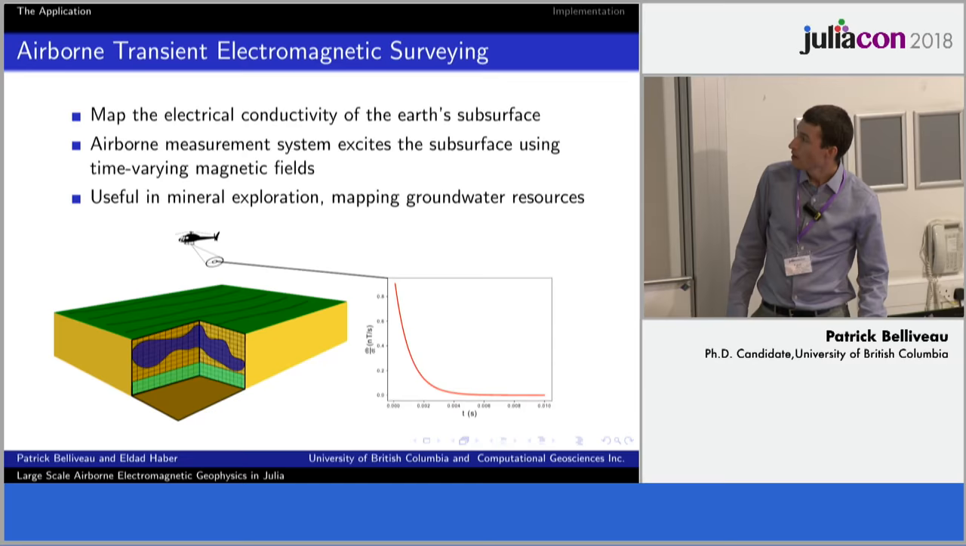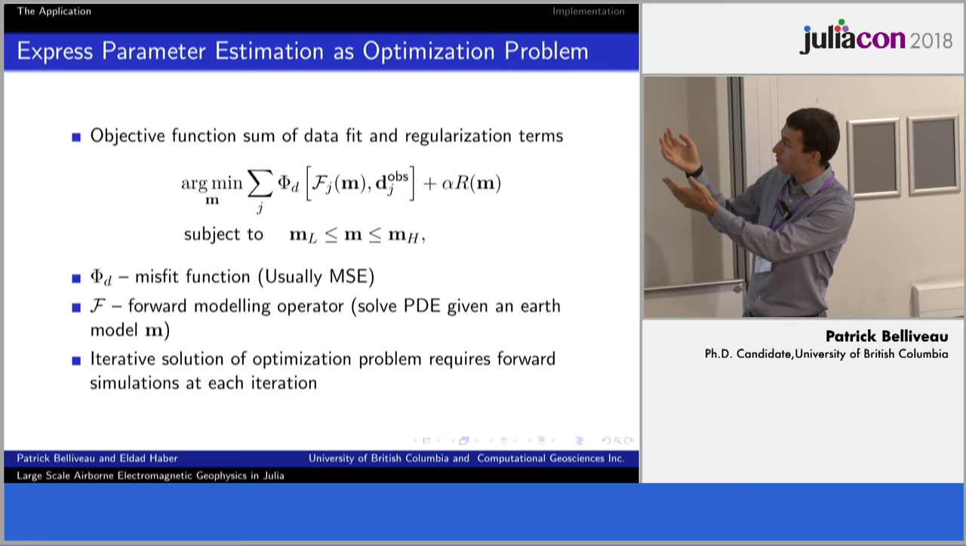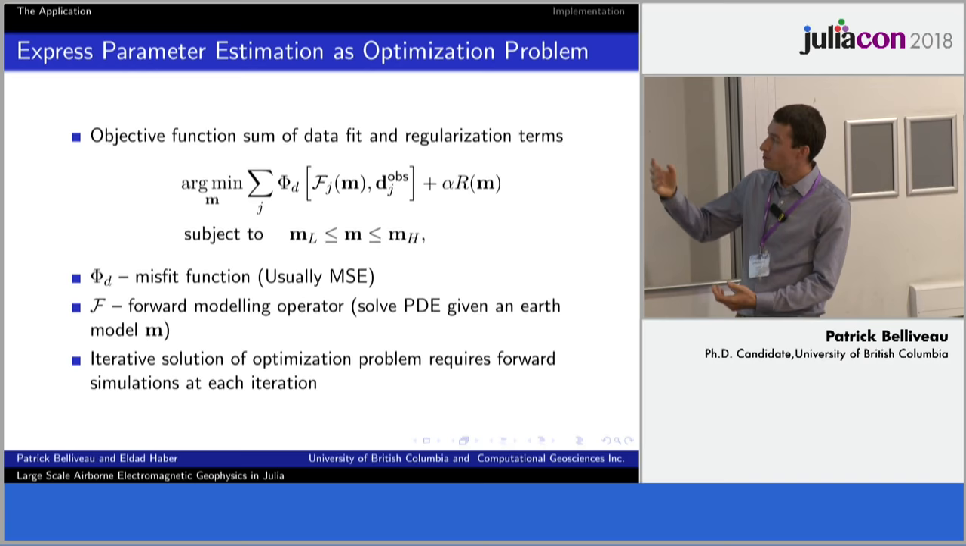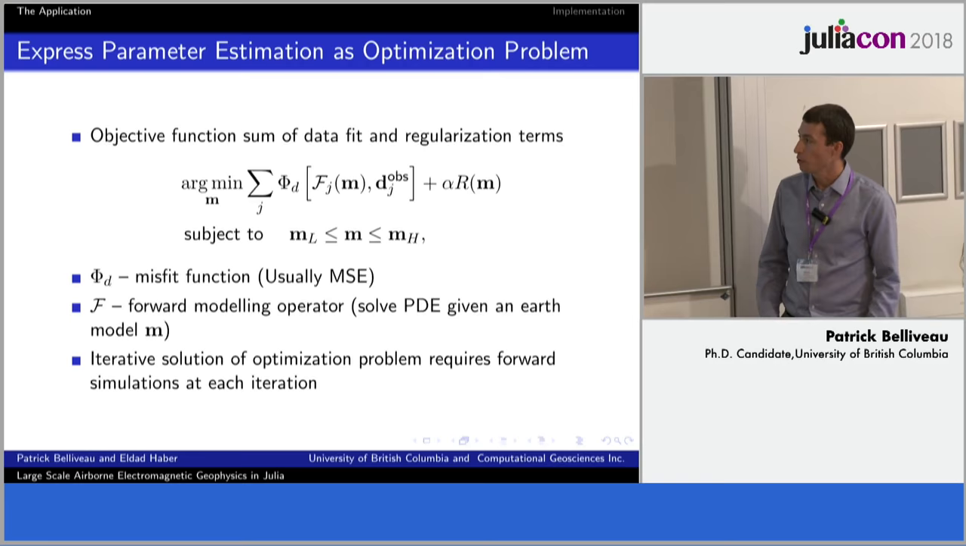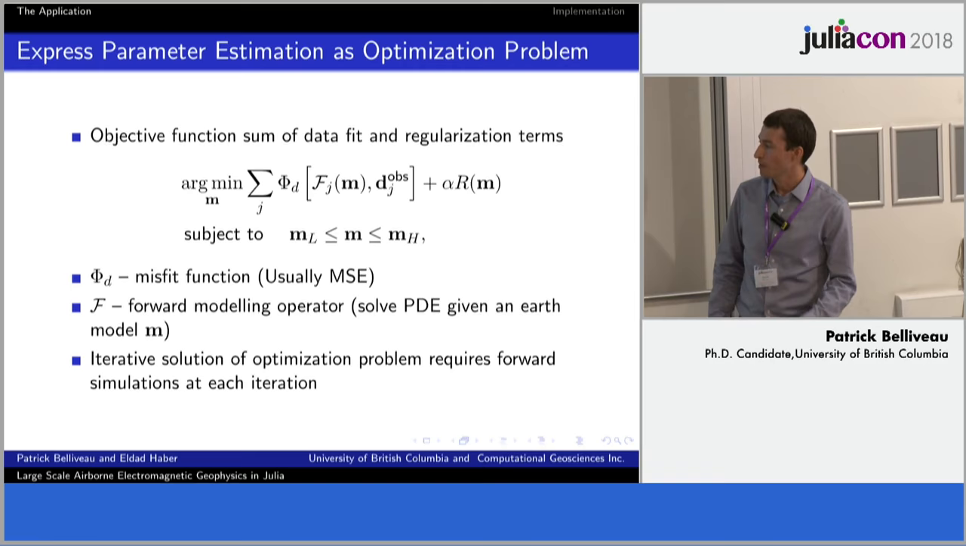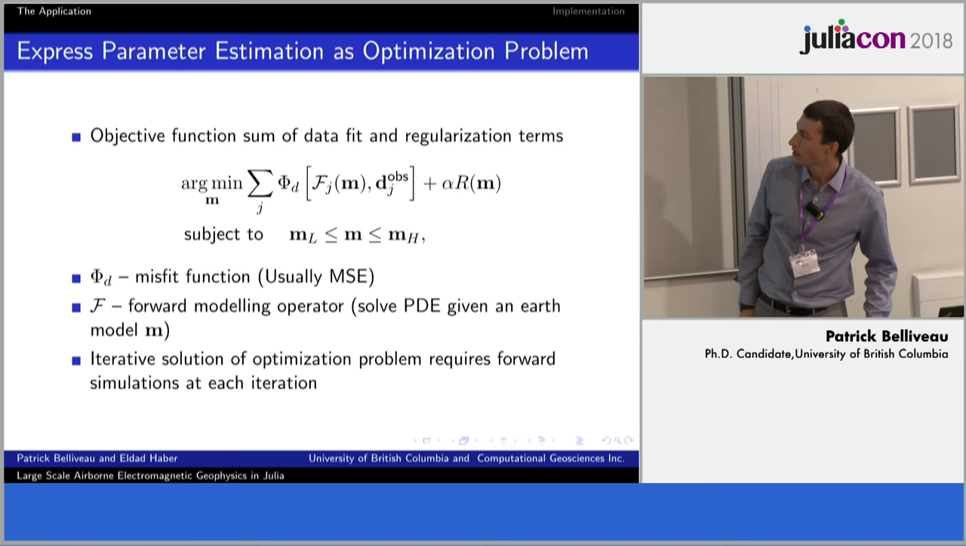Mathematically, this is a problem in partial differential equation, or PDE, constrained optimization. We construct an objective function that we seek to minimize, where we have some measure of the discrepancy between the data that we observe in the field and some simulated data that we compute given some model of the subsurface. Generally we solve this through an iterative optimization process, and what makes it really computationally expensive is that we have to simulate the electromagnetic fields all over the domain of our survey at each iteration of the optimization.